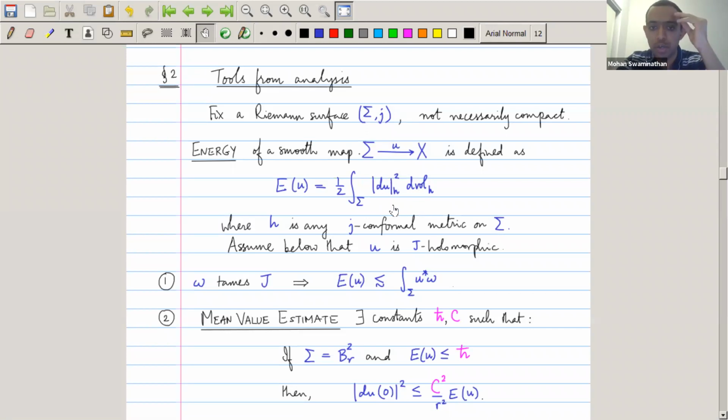And what this tells me is that in local coordinates, I can just compute this by taking a flat metric on a local patch and writing down the integral of |du|² with respect to the standard volume form (i/2) dz ∧ dz̄.